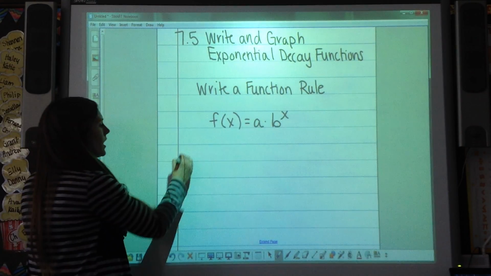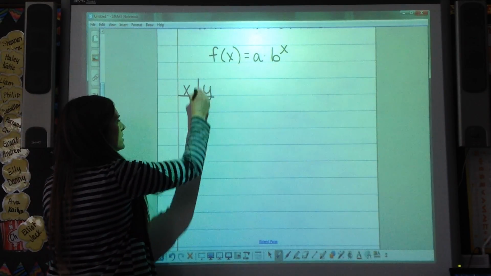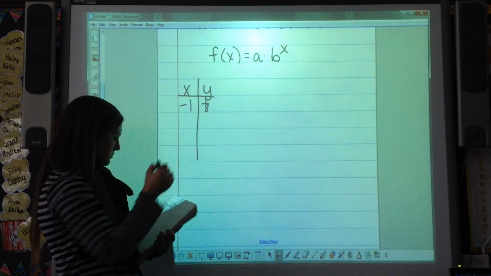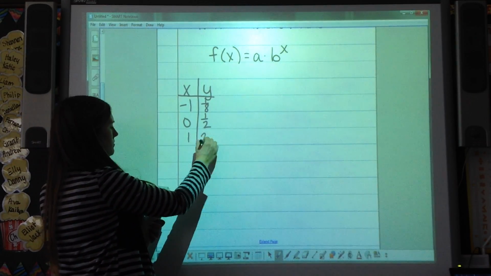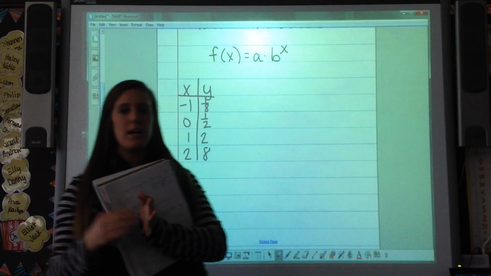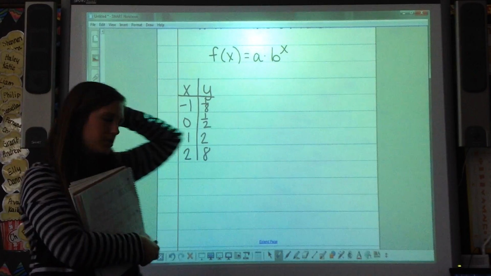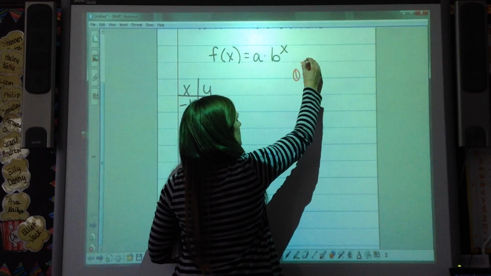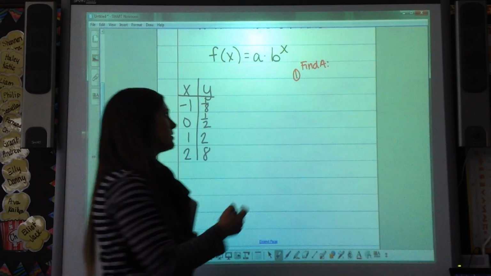So let's say we have a t-table with the following ordered pairs. We have -1, 1/8, 0, 1/2, 1, 2, and 2, a. Your goal is to find the a and the b, leave the f of x, and leave the x in your final answer. You're going to want to find a first. You're going to substitute the ordered pair with the 0 in it.